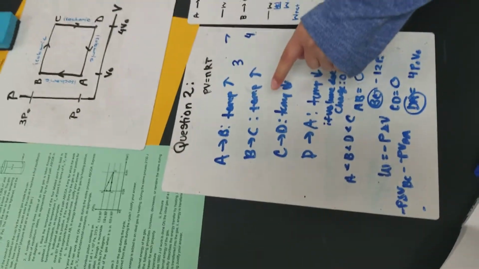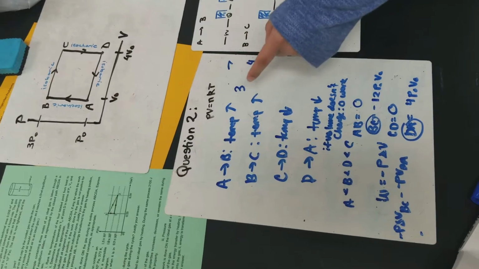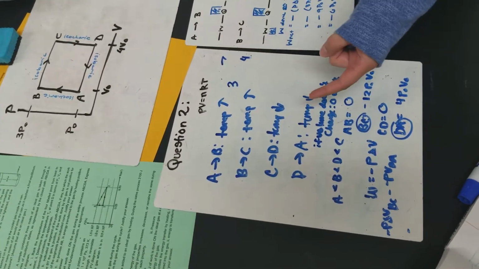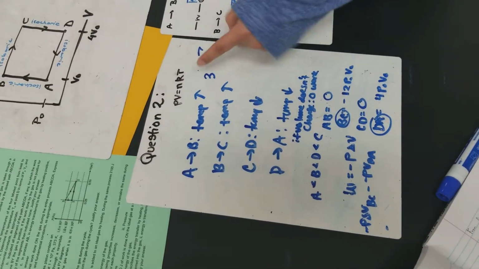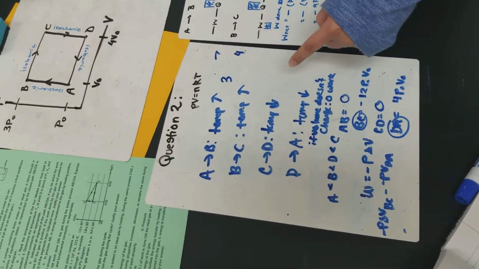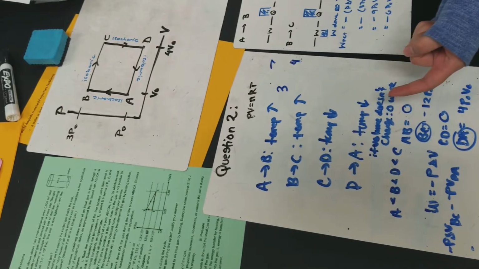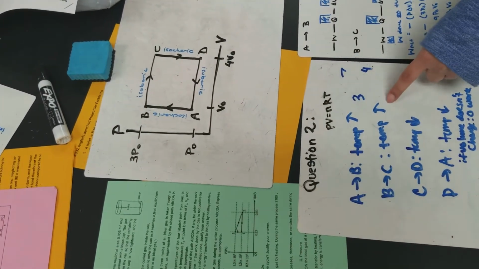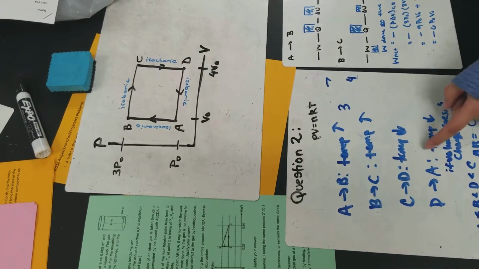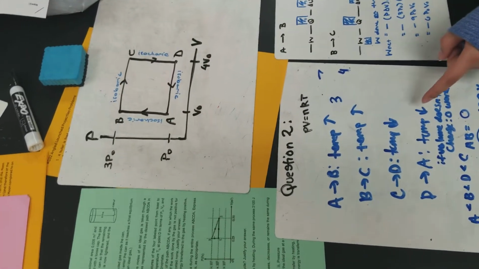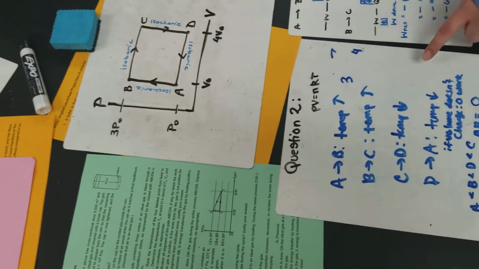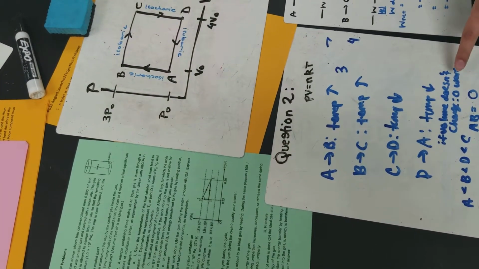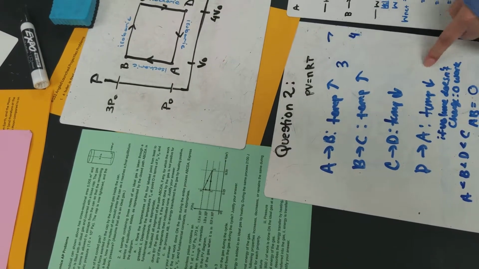Looking at the ideal gas law, because we know it's an ideal gas, you have PV equals nRT. When you're going from A to B, the pressure is increasing, but the volume stays the same, so temperature must be increasing. From B to C, volume increases, but pressure remains constant, so temperature has to increase as well. C to D, volume is constant, but pressure is decreasing, so temperature is decreasing. In D to A, it's the opposite of B to C. The pressure is constant, but the volume is decreasing, so the temperature has to decrease as well.